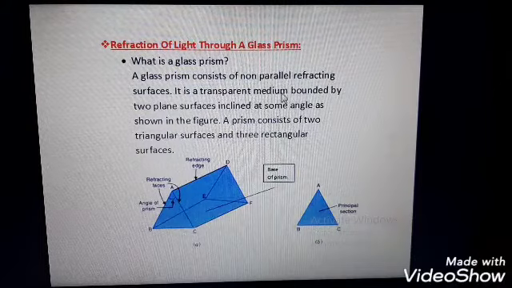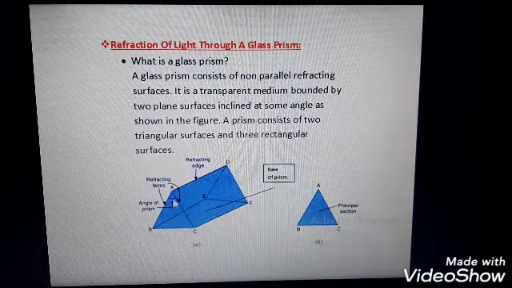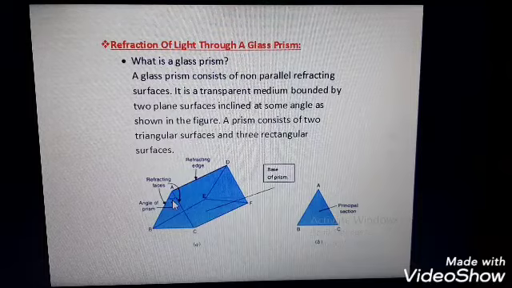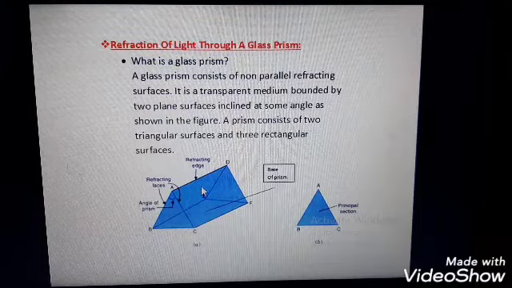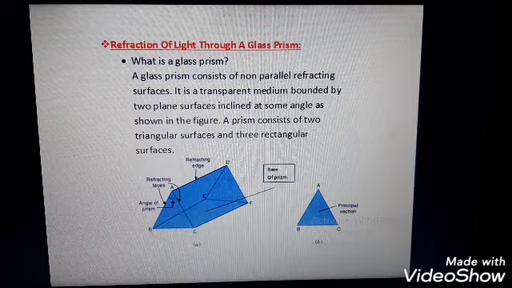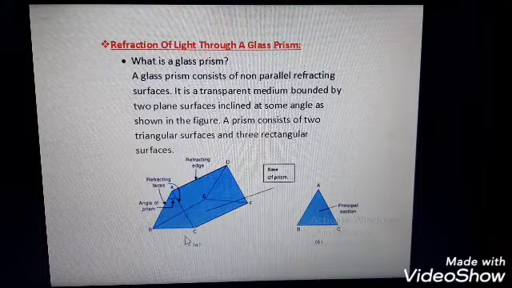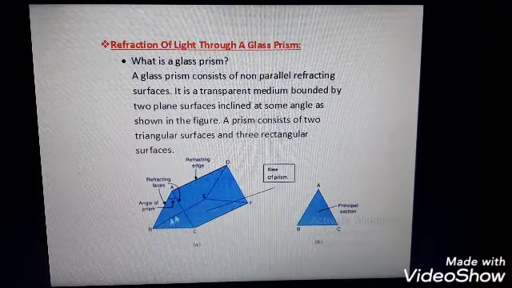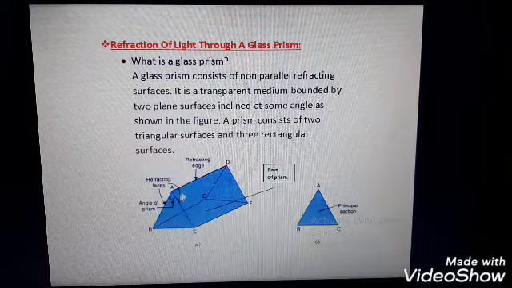A glass prism is a transparent medium bounded by two plane surfaces inclined at some angle as shown in the figure. So they are forming an angle here, and this angle is known as the angle of prism. Okay, where these two refracting faces meet, let me tell you the names of the refracting faces, that is ADFC. Can you see this rectangle here? This is one refracting face, another one is ABED. ABED is the other refracting face.